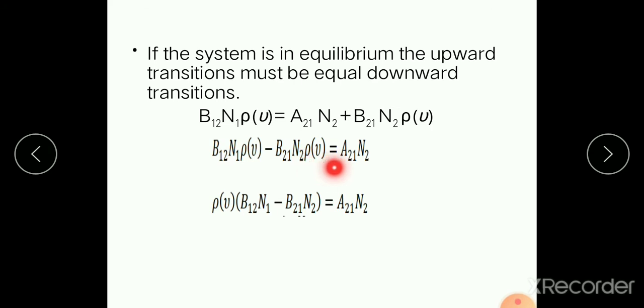In these two terms, rho of nu is common. So take that common outside, and we are left with this. And then the density of photons is equal to, we will get, A21 N2 divided by B12 N1 minus B21 N2.